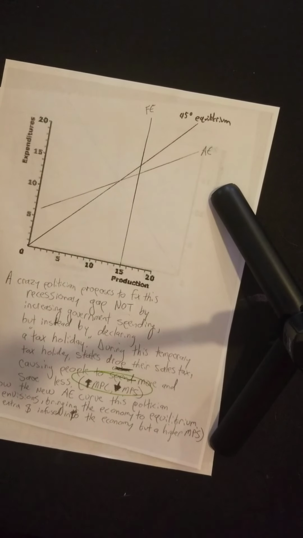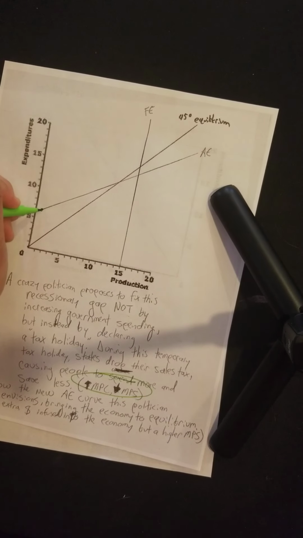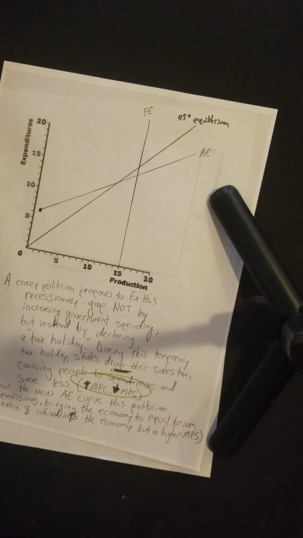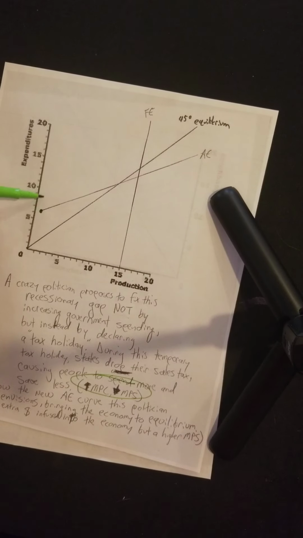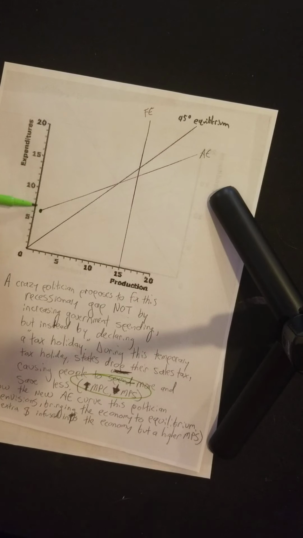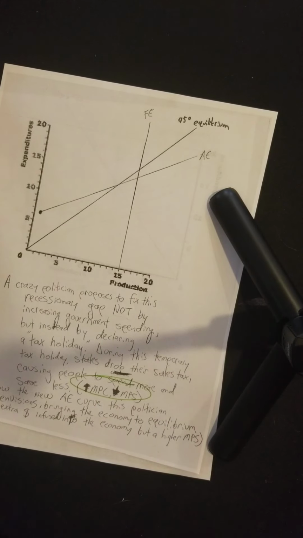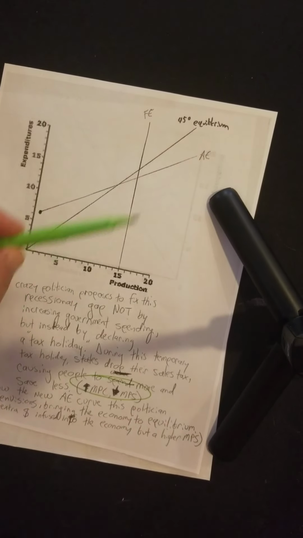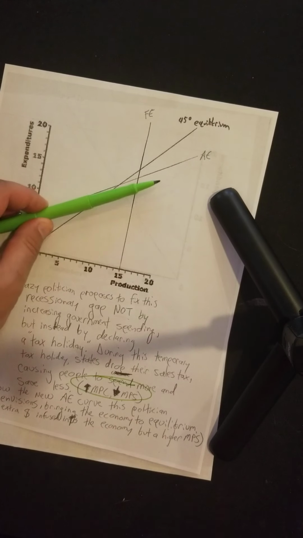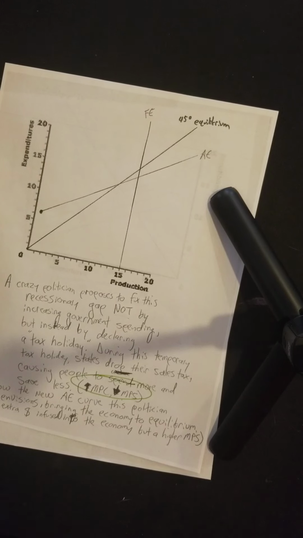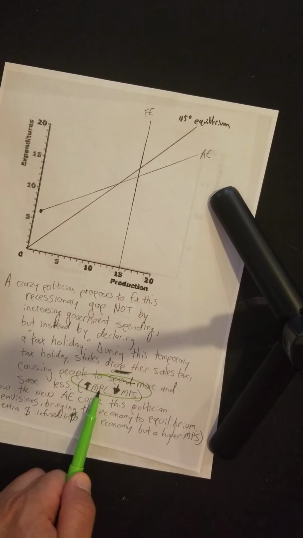Now, thinking about that, remember, here is our point of autonomous consumption. That's not going to change. That's not going to go up because there's not more money coming out there. However, what would theoretically change is people's spending patterns. Remember, the slope of the curve is the marginal propensity to consume.